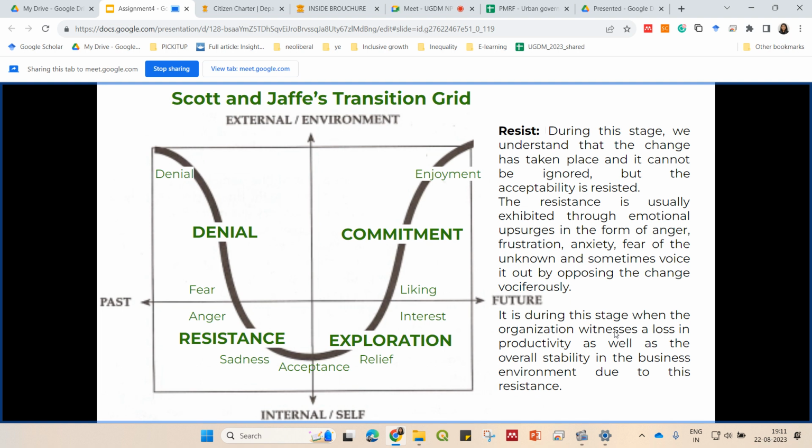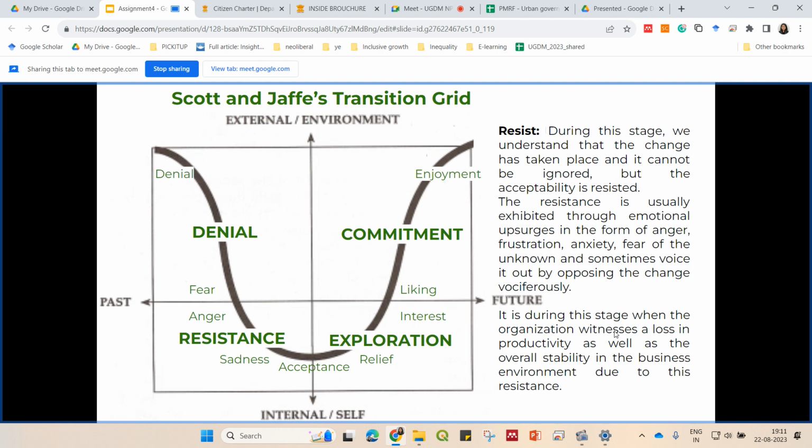So in case of fear and anger taking over, the members of the organization start to resist the change. This is the stage which is called resistance. So what a manager, or someone in charge of an organization or a team, can do is that they should acknowledge how the people feel first.